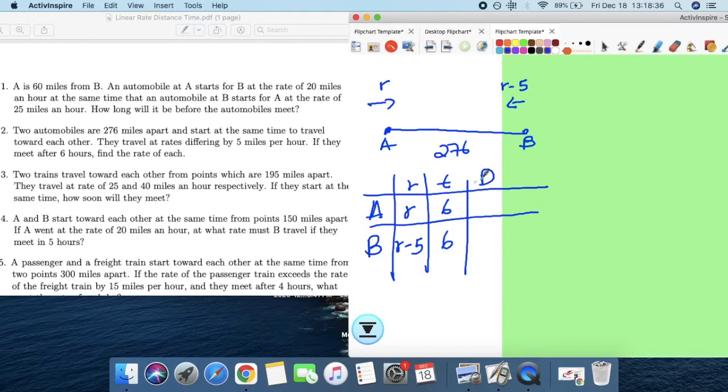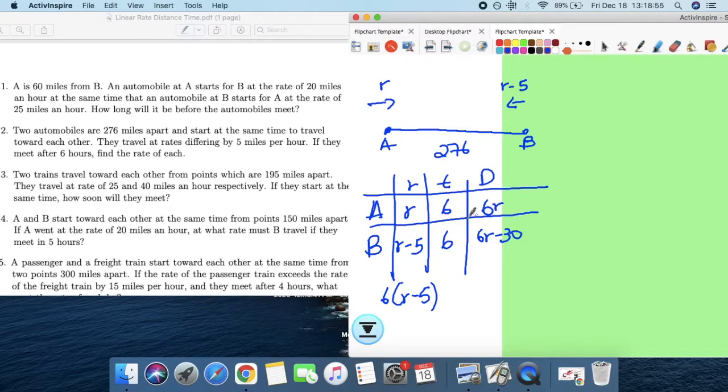And for the distance, remember the d column, we're always going to multiply r and t. So for A, the distance is represented by 6r, 6 times r. And for B, we're going to use the distributive property, 6 times the quantity r minus 5. We're going to get 6r minus 30.